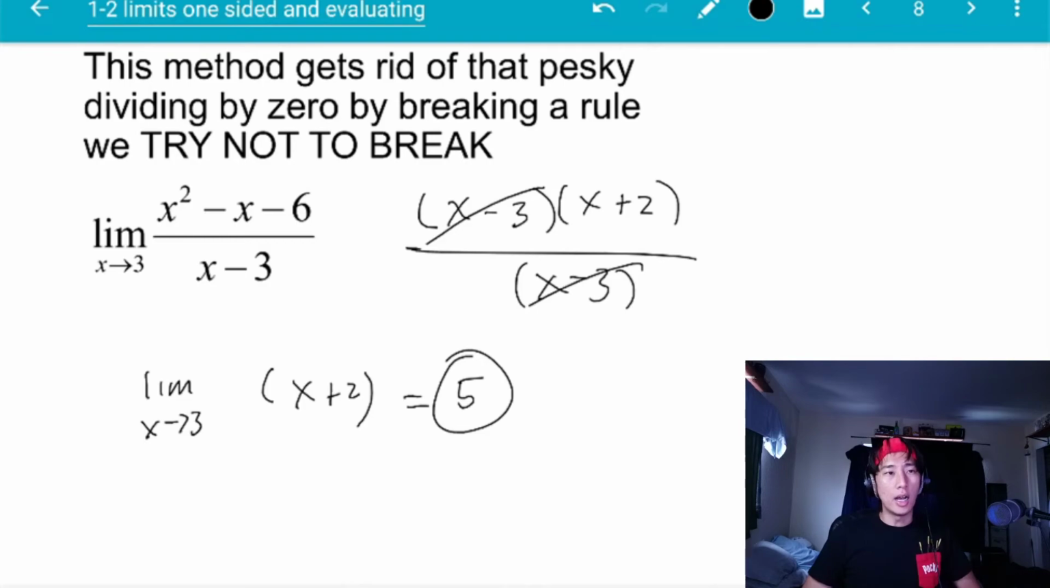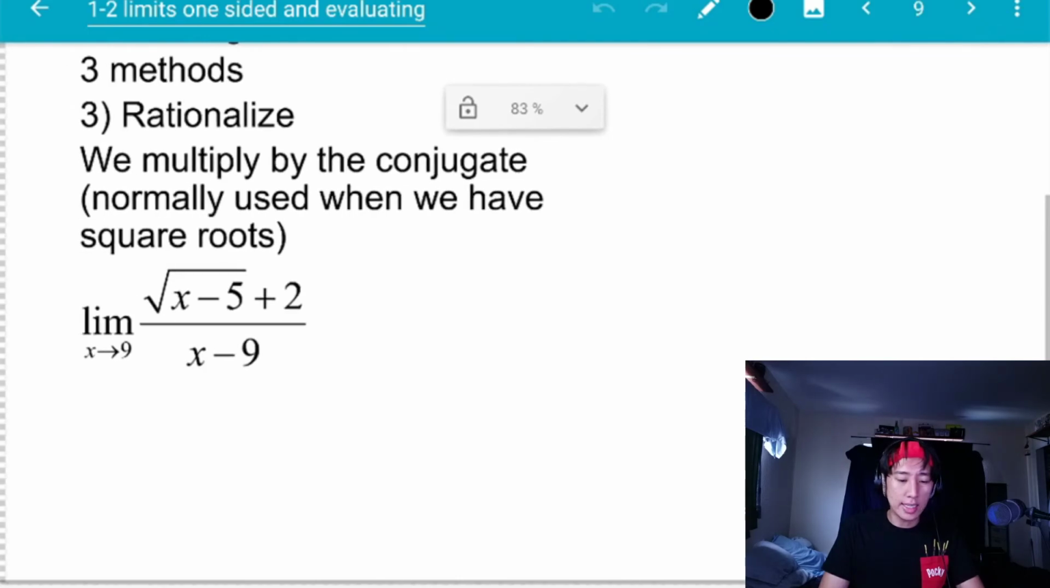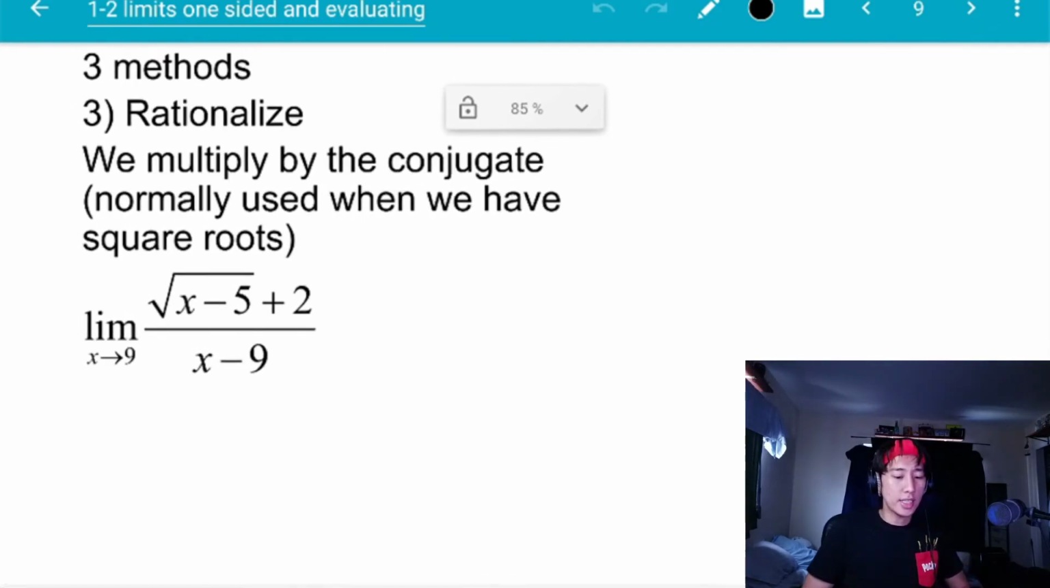Okay, again, just last thing, please make sure that whenever you plug it in and you get a 0 denominator, you always look for factoring. That's like a really good place to start. Okay, lastly is rationalizing. Now, by rationalizing, you multiply by the conjugate.